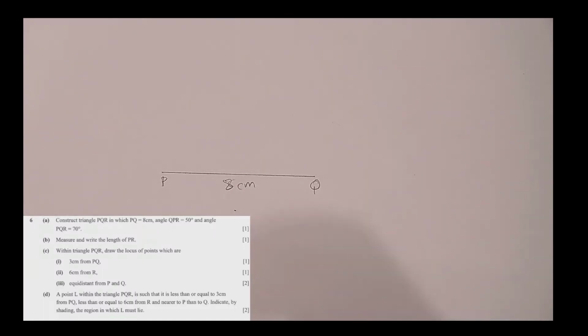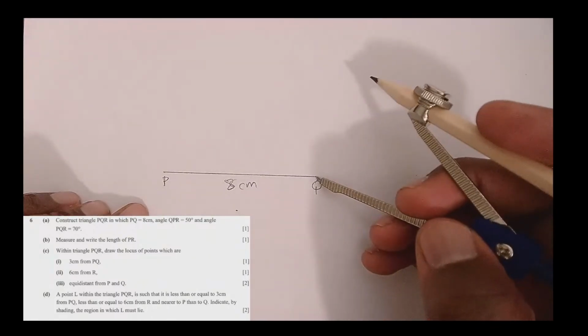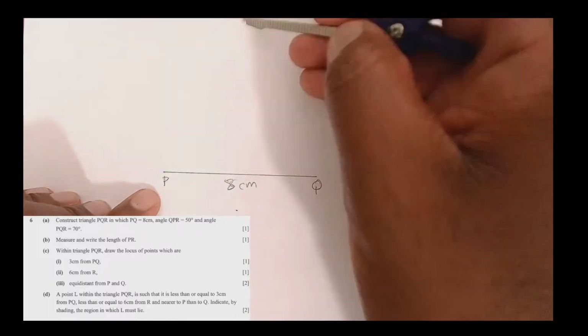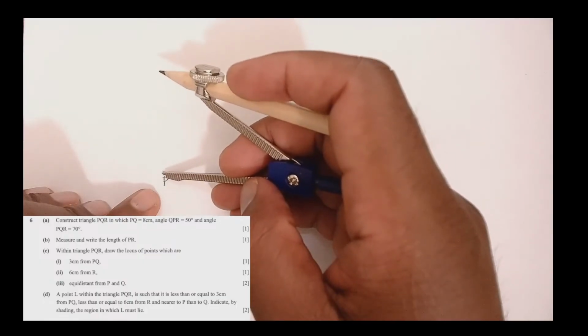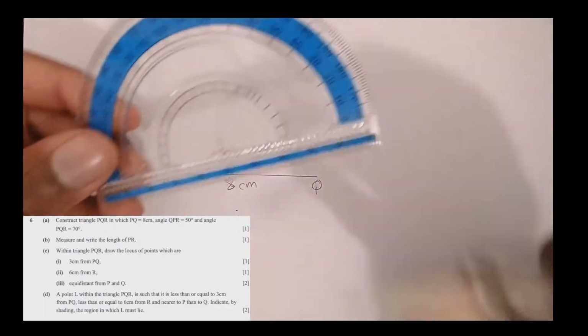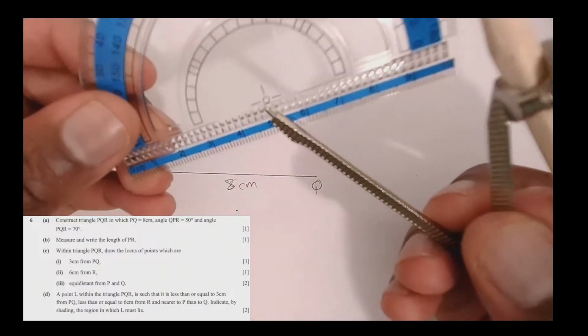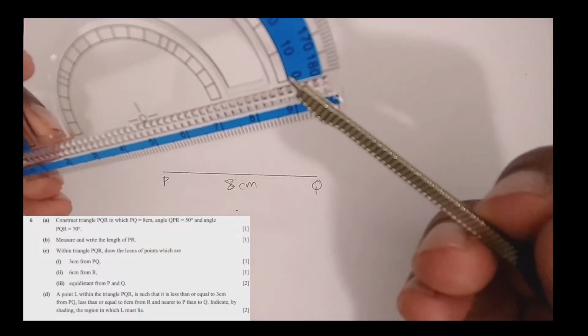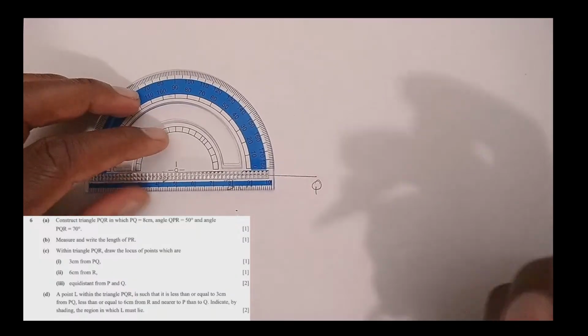Then we also have QPR is 50 degrees. So the angle, the letter which is in the middle, that is where the angle is. So it starts from Q, then goes to P, and then R is somewhere this side, right? But the angle is at P. So that is 50 degrees. I'll get my protractor. You see this point here, there is a circle here. I put it exactly at P. And then my 0 here, I put it on the line coming from Q.